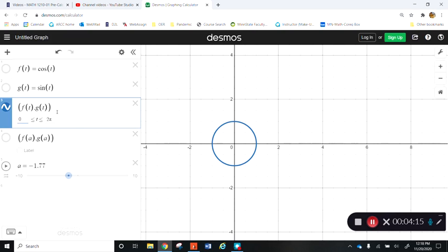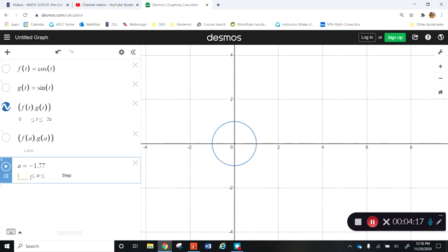I want the whole circle, and I'm going to do the same thing with my a here, 0 to 2 pi. There we go. And now I can show this, and I can plot. And so now we can see our point going around the circle.